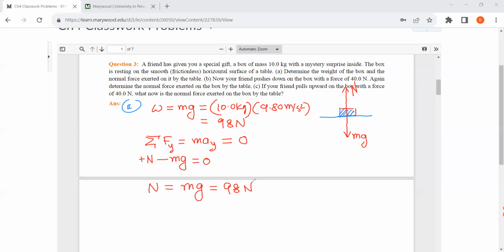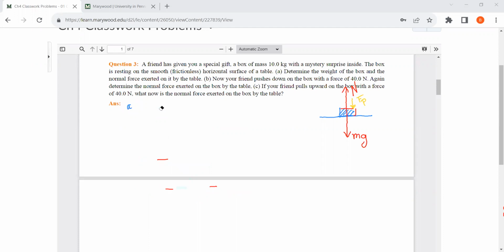Now B says that now your friend pushes down the box with a force of 40 Newton. So now there is another force, that is the push force. Let me call it Fp. Now let me erase this. Okay, so here we have Fp. Again, it says that now your friend pushes down the box with a force of 40 Newton. Again, determine the normal force exerted on the box by the table.